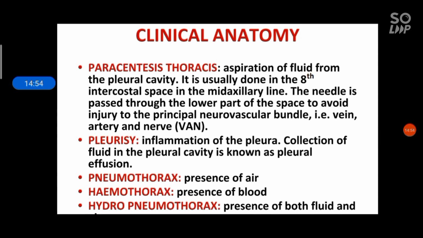First is paracentesis thoracis. Aspiration of fluid from the pleural cavity is done in the 8th intercostal space in the mid-axillary line. This question is asked in the viva. The needle is passed through the lower part of the space to avoid injury to the principal neurovascular bundle: vein, artery and nerve.